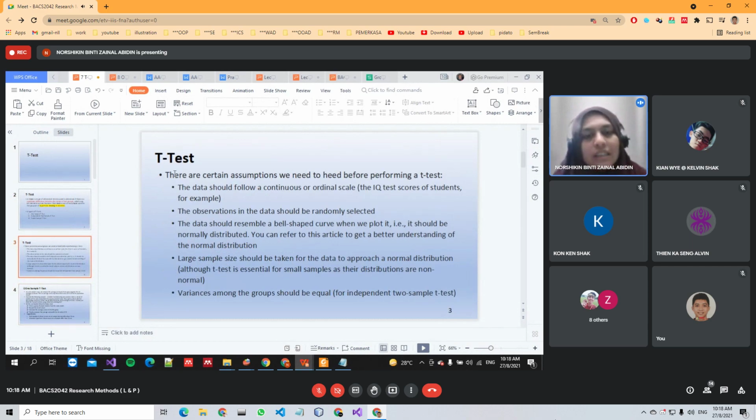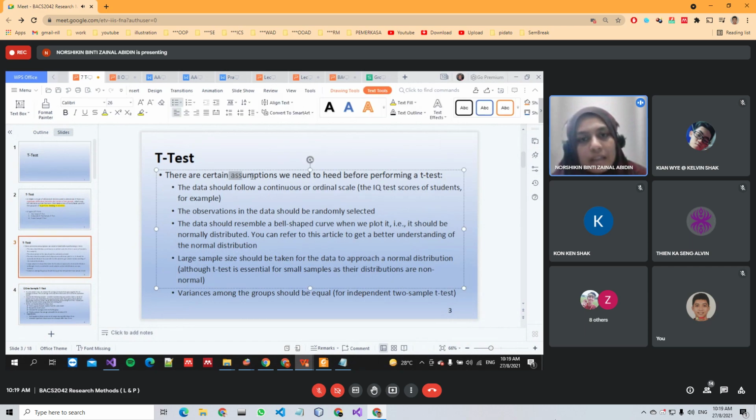So this one is now the explanation on t-test. There are certain assumptions we need to have before performing the test. Assumption is the thing that we believe to be true before we perform our test. We want to justify and prove our assumption, that's why we use t-test. So the data should follow a continuous or ordinal scale, for example, the IQ test score of students.